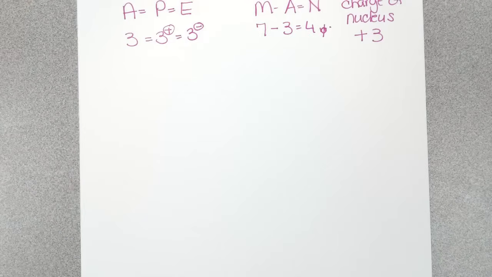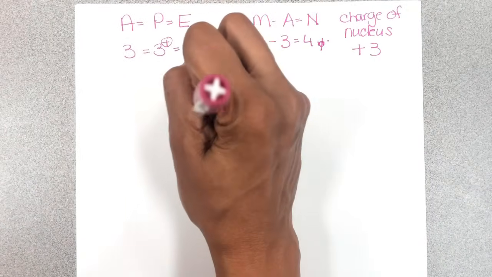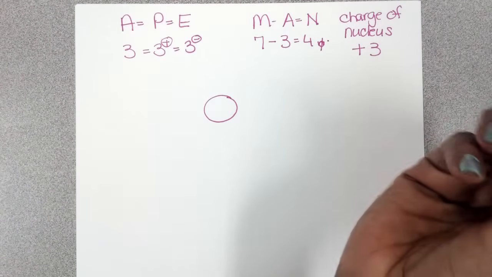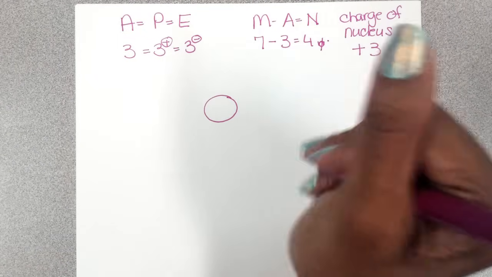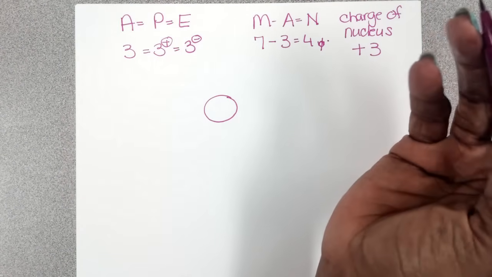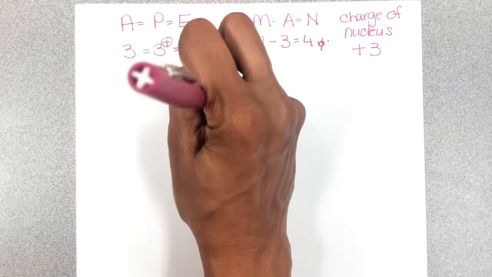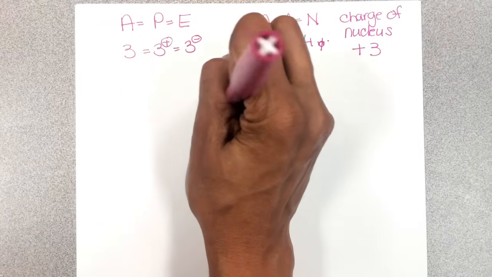Okay, let's draw out our Bohr model. So I'm going to show you 2 ways to draw this, the long way and the short way. We're going to do the long way on this one, and we'll do the short way on the bigger elements, okay? All right, so protons. I have 3. Protons are positive.